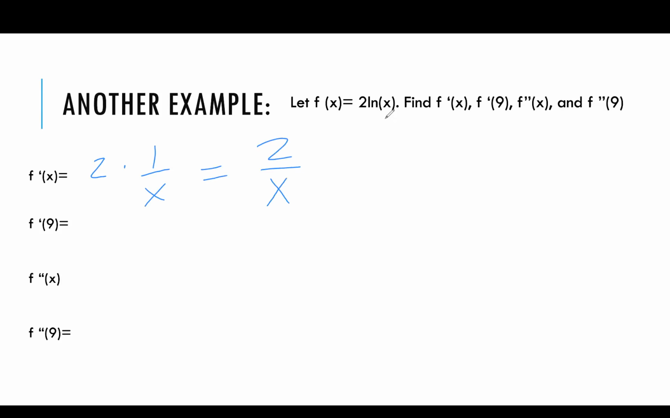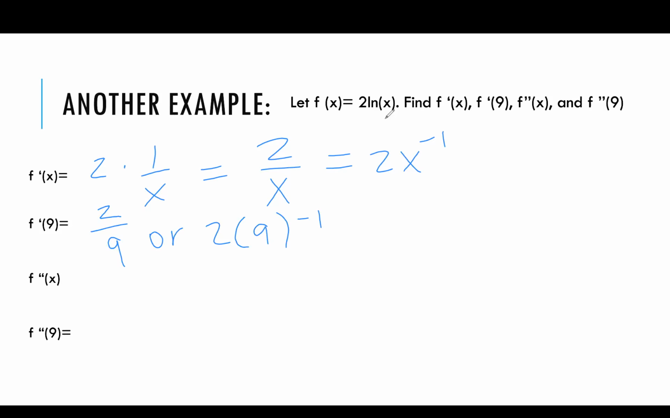Okay, and we can also rewrite this as 2x to the negative 1, right? So remember, you can bring anything in the denominator up into the numerator by making that exponent negative, okay? And this is going to be helpful for whenever we take the second derivative, okay? So we want to find f prime of 9. We're going to be plugging in 9 into our derivative. So that's going to be 2 over 9, or 2 times 9 to the negative 1, okay?